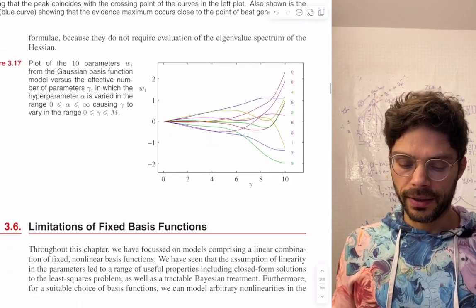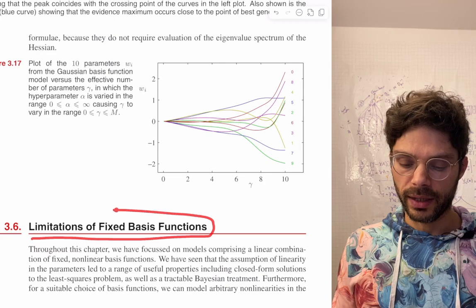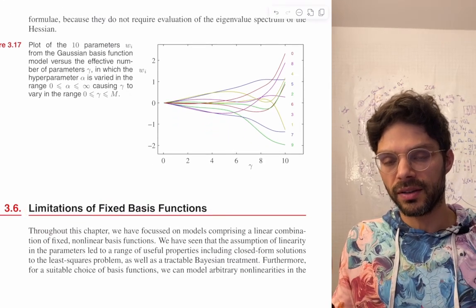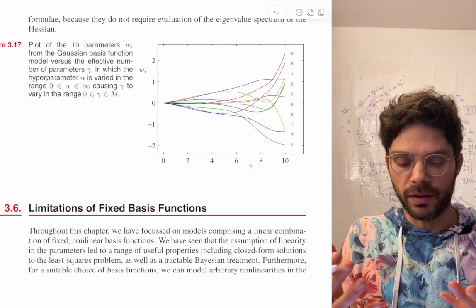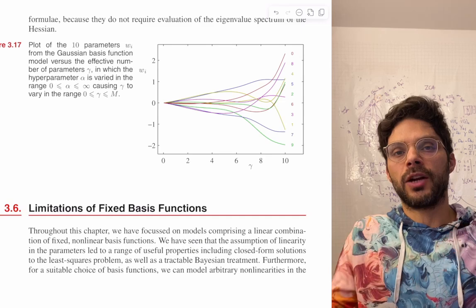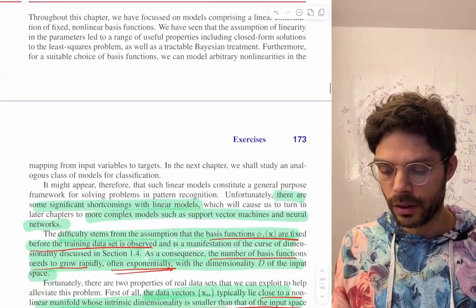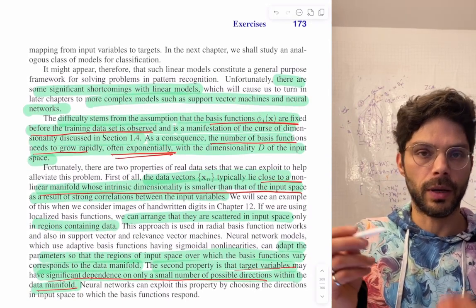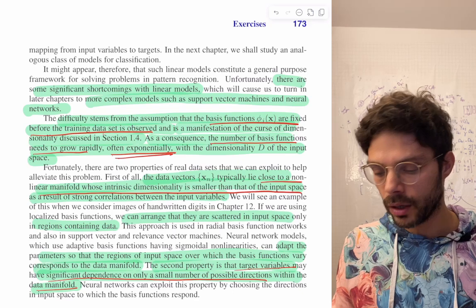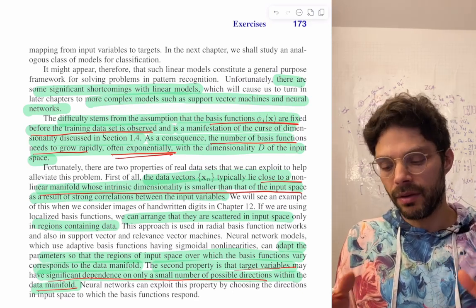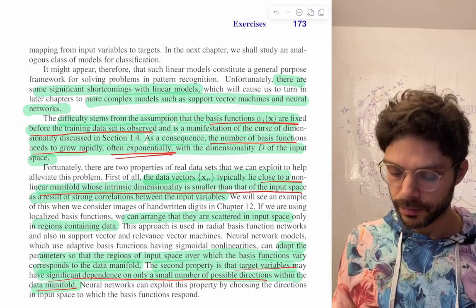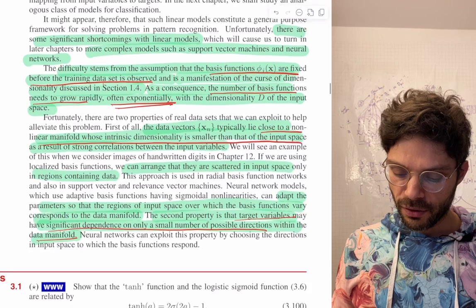So that was it. In the very last section, we talked about the limitations of fixed basis functions, due to the fact that as dimensionality increases, because you can't adjust your basis functions once you see the data, you're going to need an exponentially large number of basis functions. And then we briefly spoke about how support vector machines and neural networks, essentially methods that can be adaptive, can overcome these limitations, and we'll see more of that in future chapters.